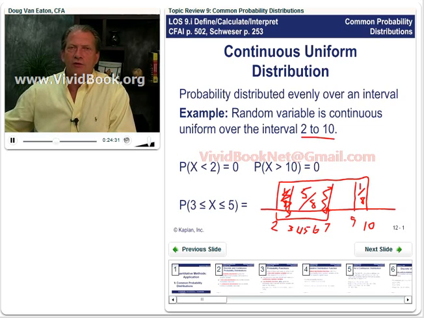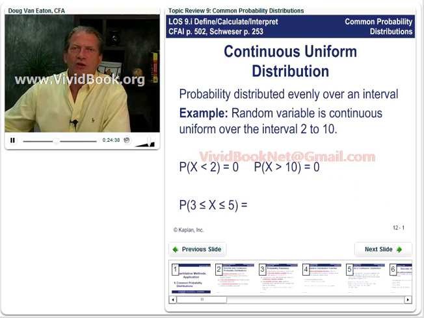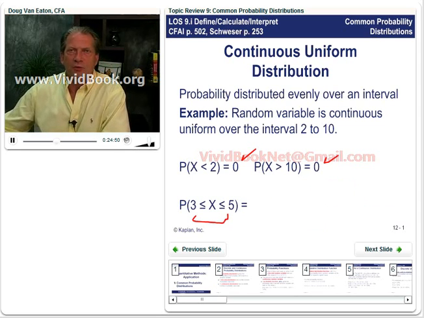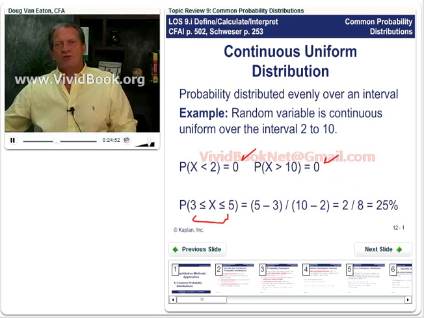So let me clear this up and show you the numerical examples here. The probability of x is less than 2 is 0. It's outside the range. What's the probability between 3 and 5? Well, that's 2 wide, and the whole range is 8 wide. So we've got 2 over 8, and that's 25%. So that's a continuous uniform distribution.